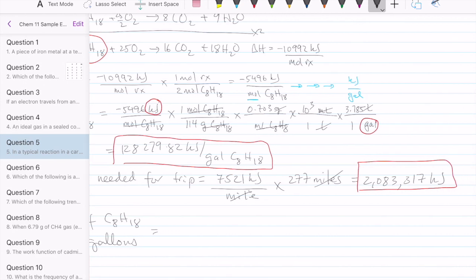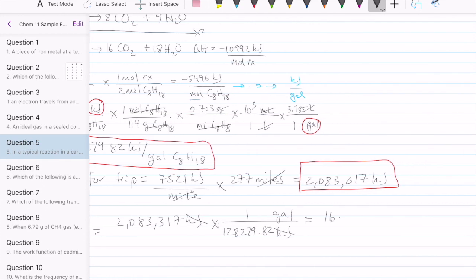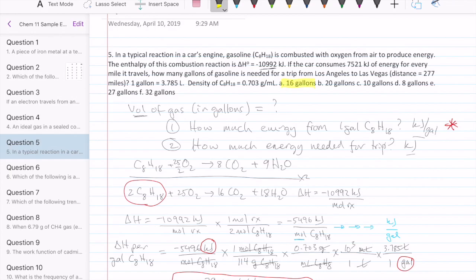So that would just be taking the energy I need, which is this, times the inverse of the amount of energy per gallon, which is 128,279.82. And the kilojoules cancel, giving me just an answer in gallons, which ends up being 16.24 gallons. And so going back to the original question, the closest answer would be 16 gallons. Okay.